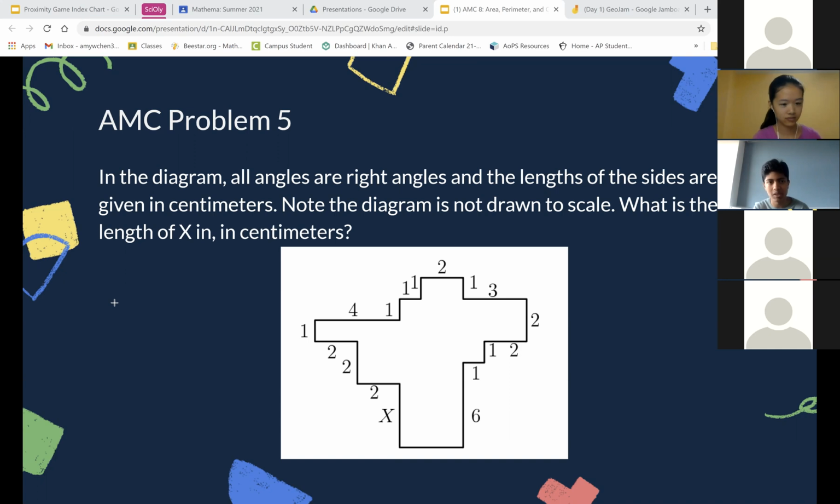Oh God, there's so many people. I bet a lot of people just basically approximated the value of X. But that's fine because you get the right answer.